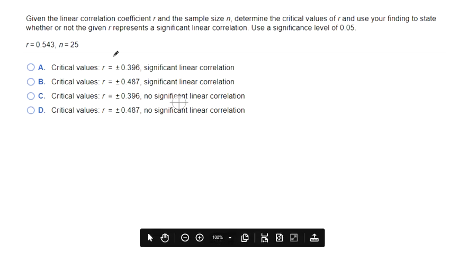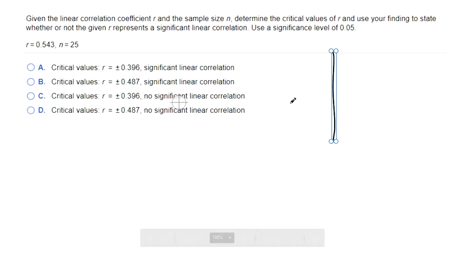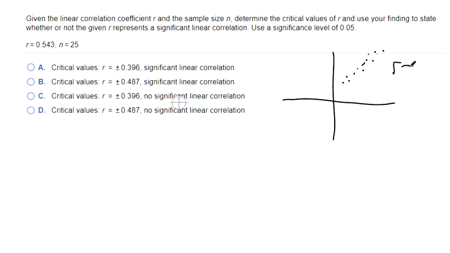Okay, so given the linear correlation coefficient r, and just in case this is the first time you're hearing about it, r is a number that tells us how closely two columns of numbers fit a straight line. So this would be an r, like see how the scatter plot is fitting a really tight line? This is an r of about like 0.9.